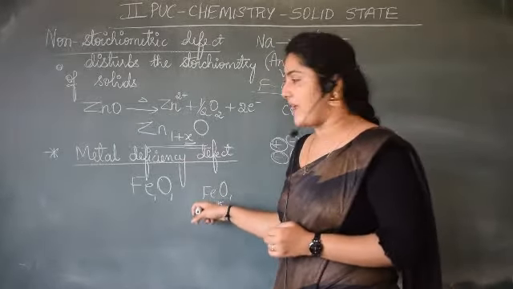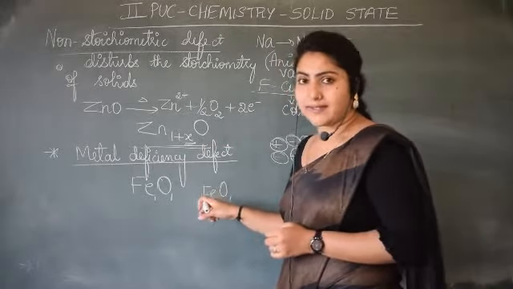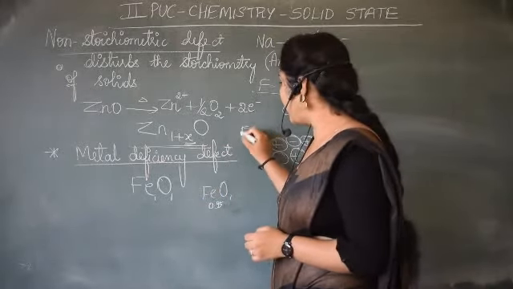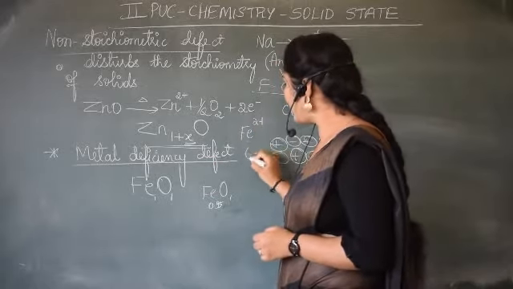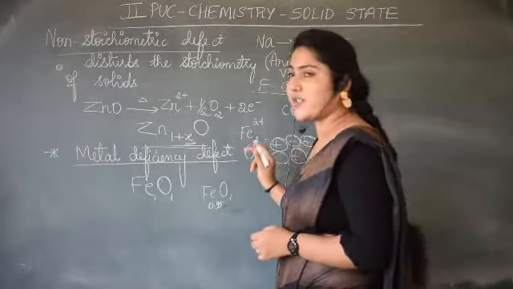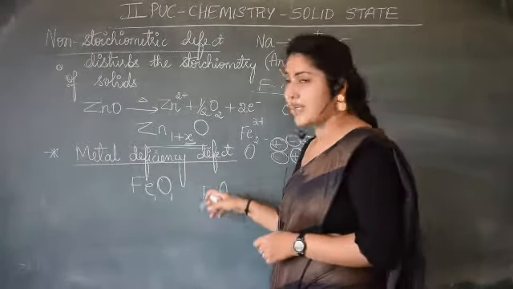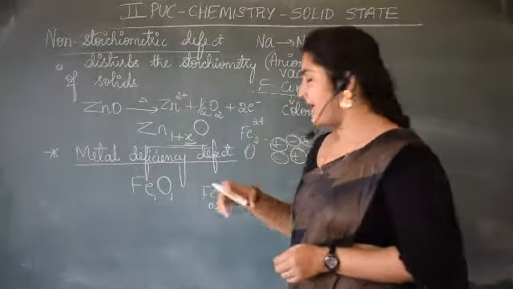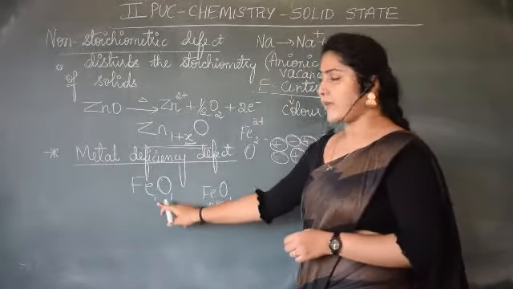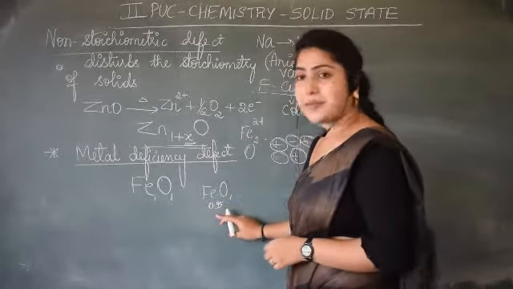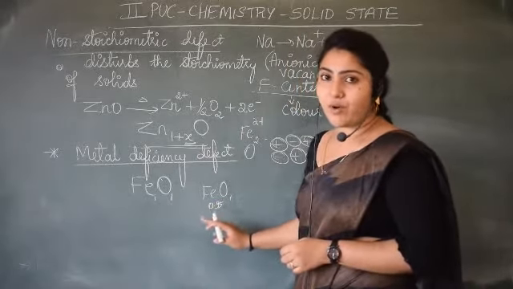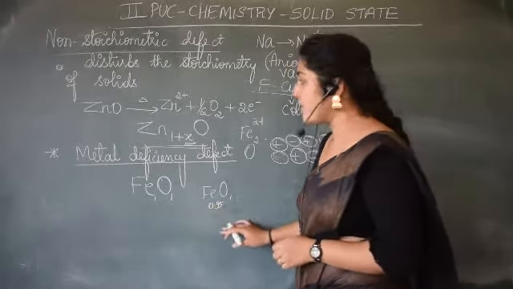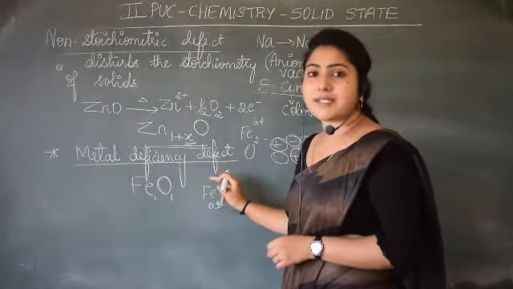Fe is the metal ion, Fe2+ and O2-. Here Fe2+ and O2-, so positive and negative charge gets balanced, and that is why you don't mention anything here. But as per the stoichiometric ratio, it doesn't take place. Instead, there will be deficiency of the metal ions, and such a defect is called metal deficiency defect.